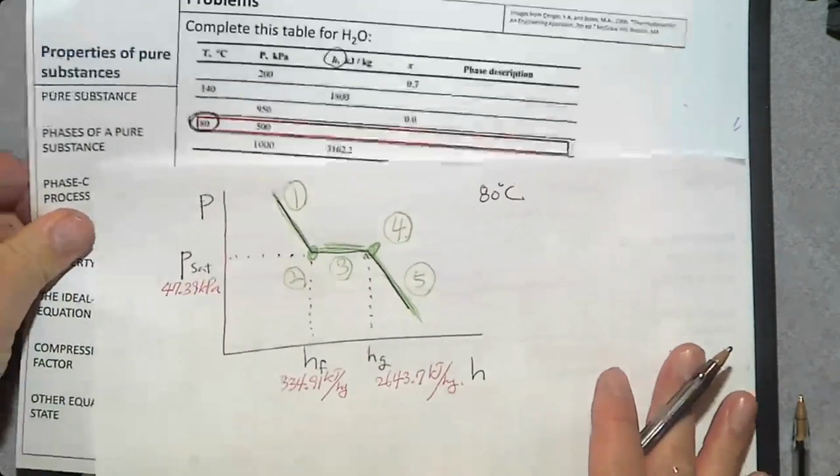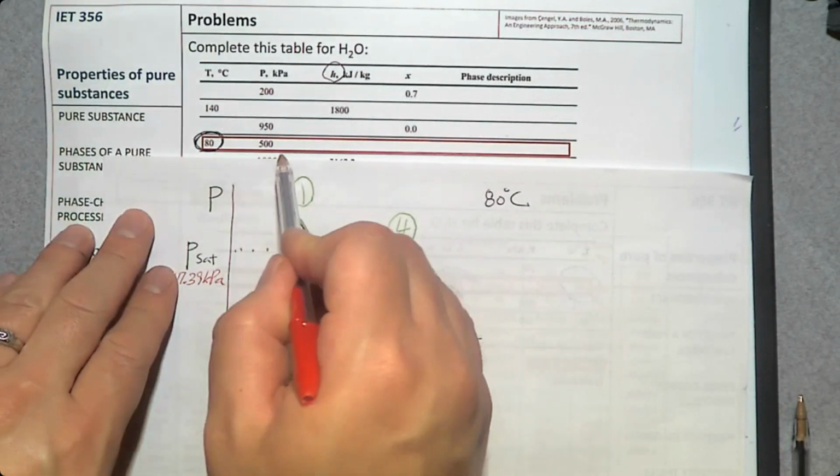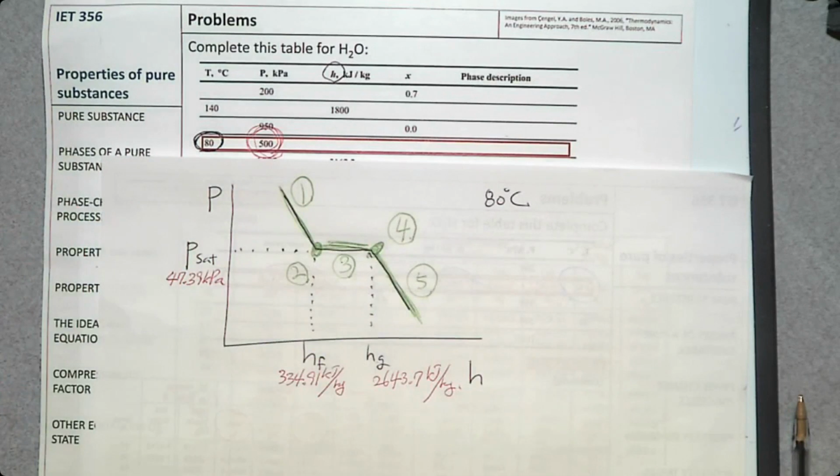Now let's go back to the table. So we use this 80 degrees Celsius to make this Ph diagram. Now it's time to locate our system on this Ph diagram. So how can we do that? Using the other property that we know. So we know pressure. So where is pressure on this Ph diagram? This vertical axis. So let's find 500 kilopascal on this axis. 500 is greater than 47. So P sat is 47. So 500 should be up here.